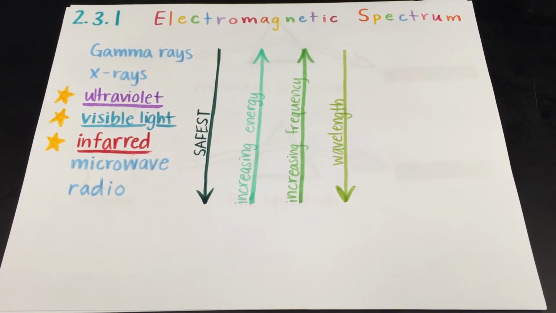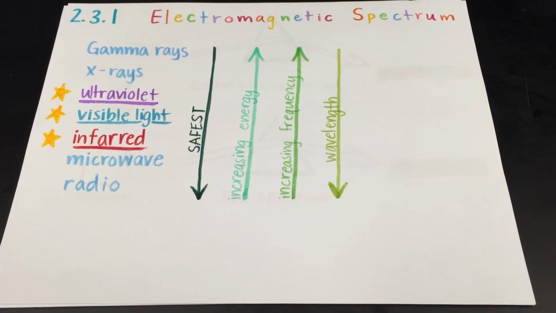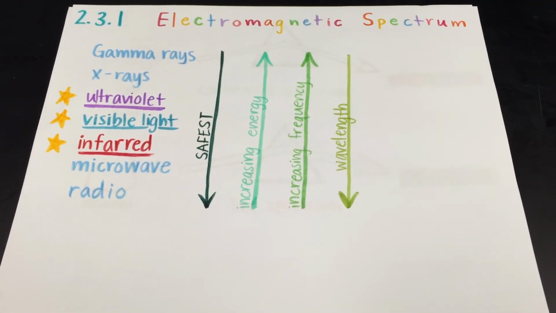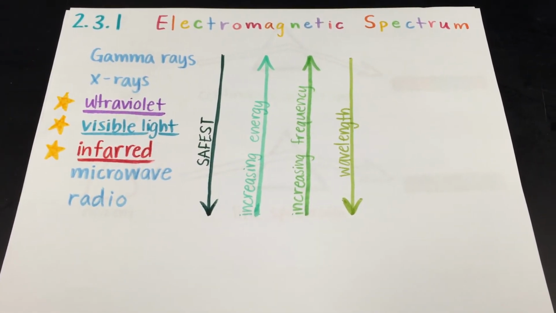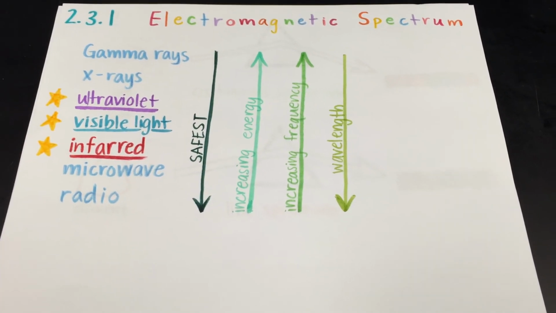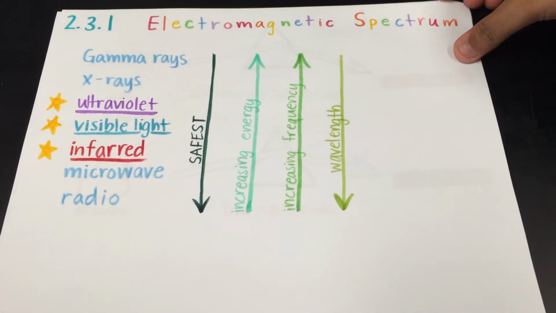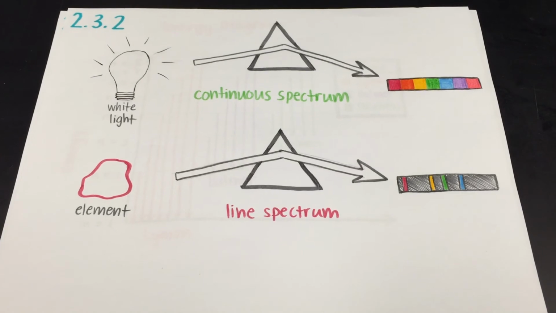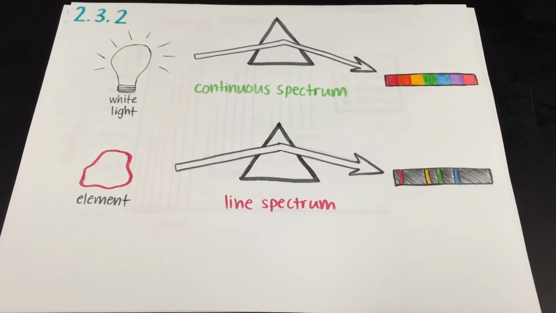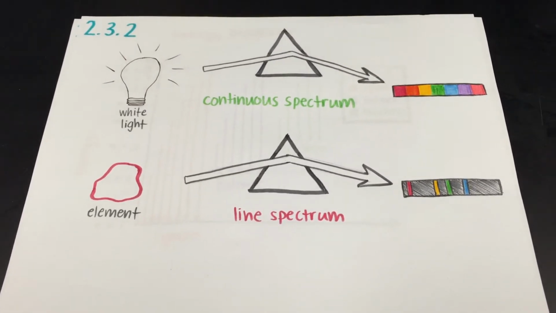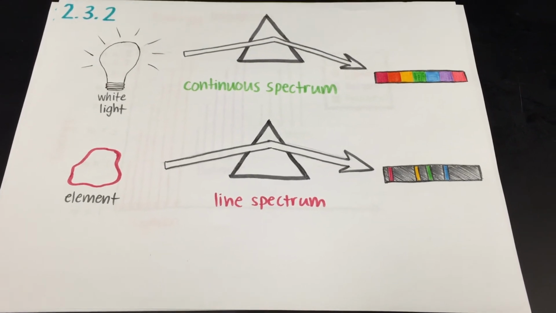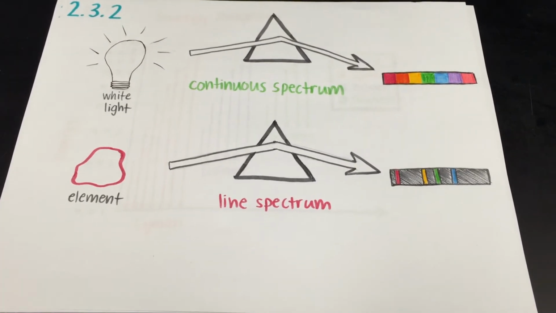Wavelength and frequency are inversely proportional. The safest ray is radio, and a continuous spectrum includes all wavelengths of radiation in a given range. Colored lights do not emit all the wavelengths of the visible light spectrum.